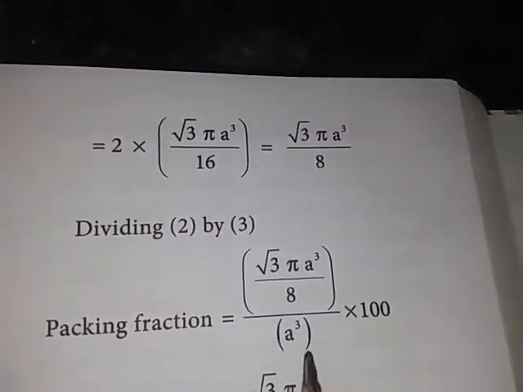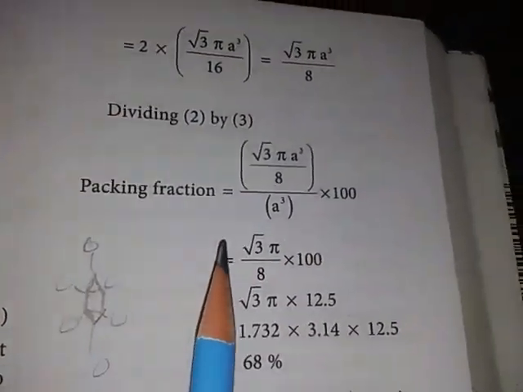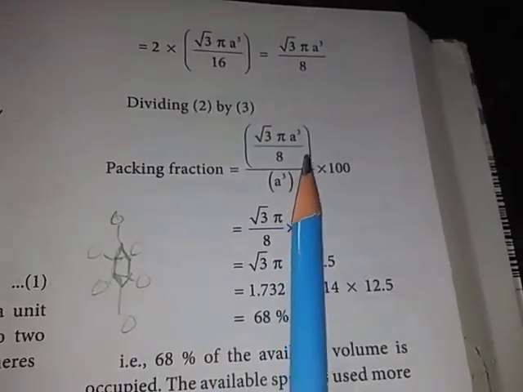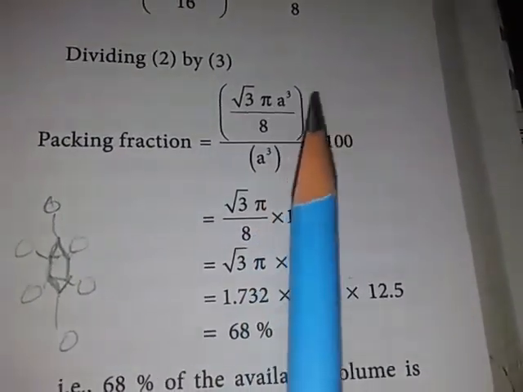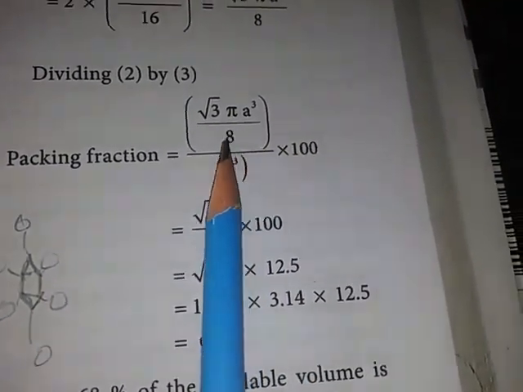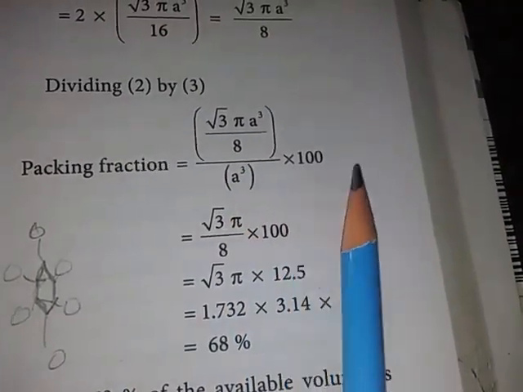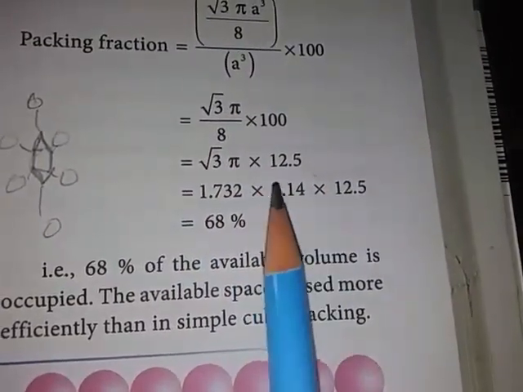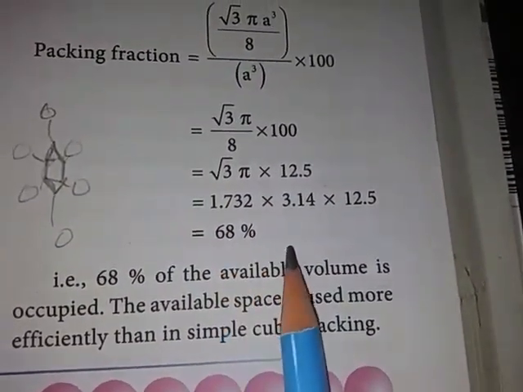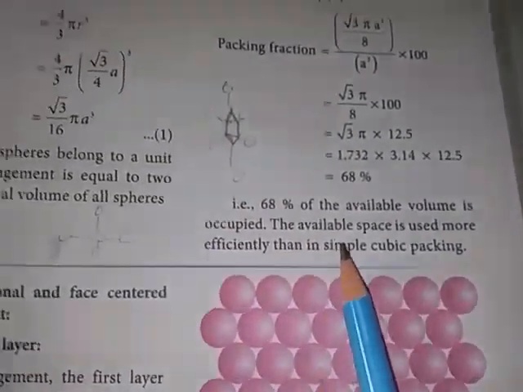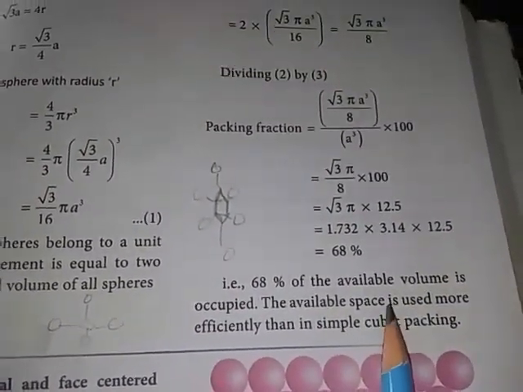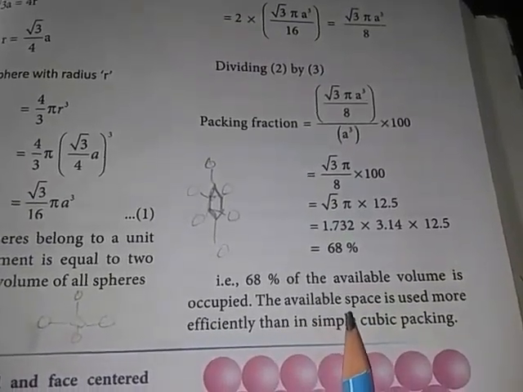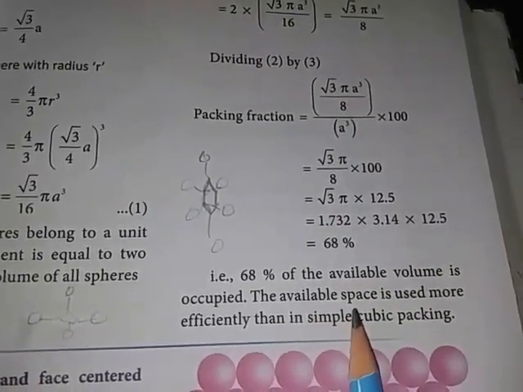Now we know that packing fraction is nothing but the total volume occupied by the constituent spheres divided by the volume of the unit cell. So root 3 by 8 pi A cube divided by A cube into 100. When you calculate these values, the answer is found to be 68%. In the body centered cubic unit cell, the total volume occupied by the constituents is 68%. The remaining space is empty.